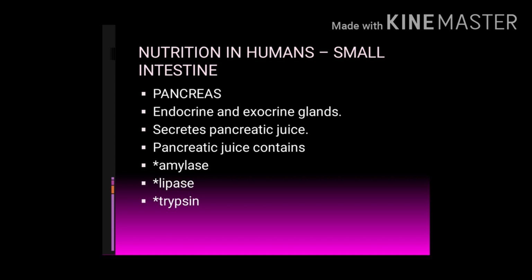Now moving to speak about the pancreas. It is both an endocrine and exocrine gland. It secretes pancreatic juice, and it contains amylase, lipase and trypsin.